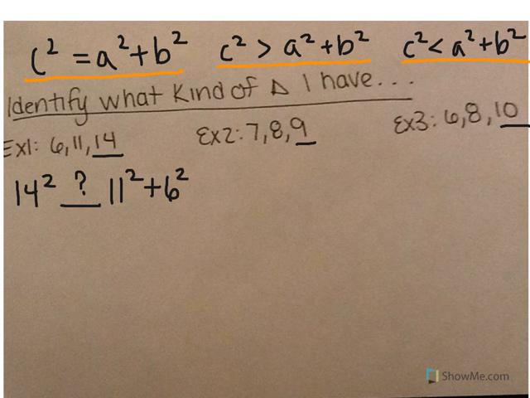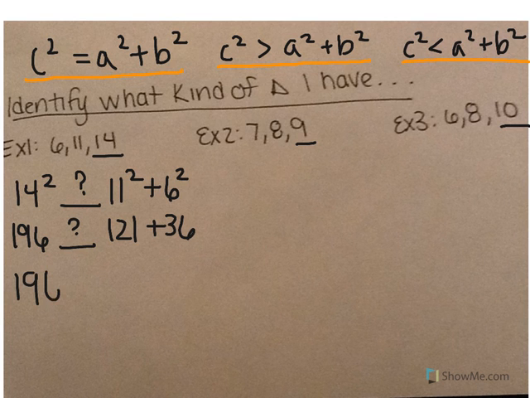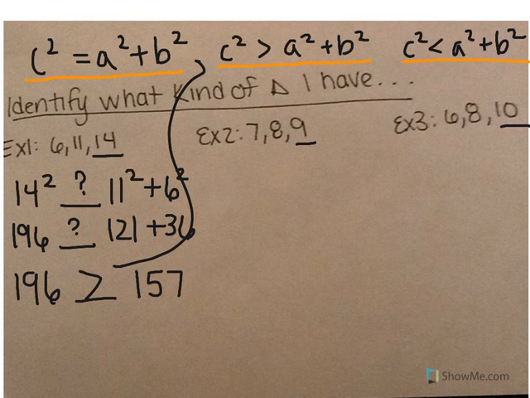So 14 squared is 196. Still not sure what my symbol is. 121 plus 36 over here. 196 is, I'm about to decide, and then this side is going to be 157. So 196 is clearly greater than 157. Because I have a greater than symbol, I know that it's an obtuse triangle. Pretty cool, huh? So let's try another.